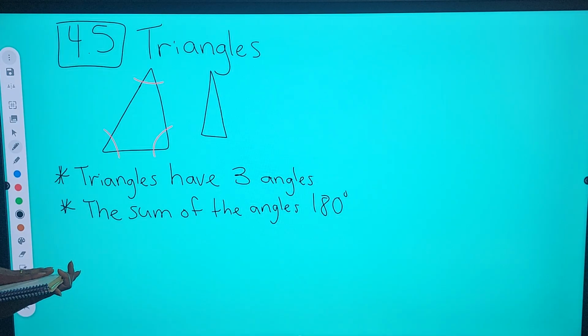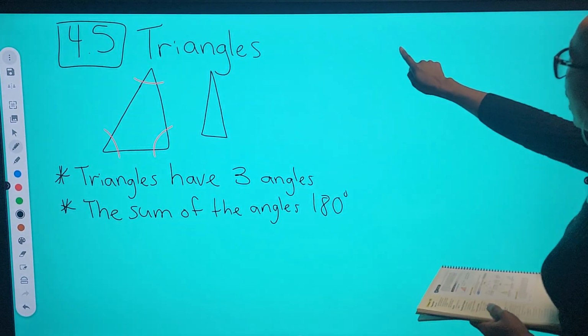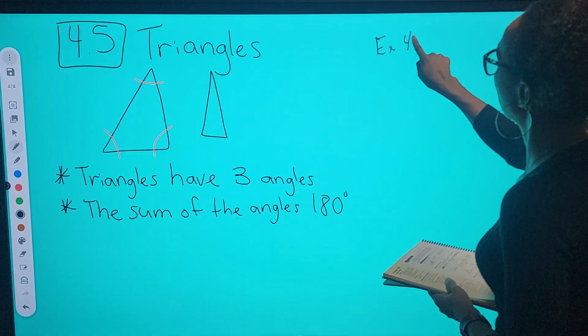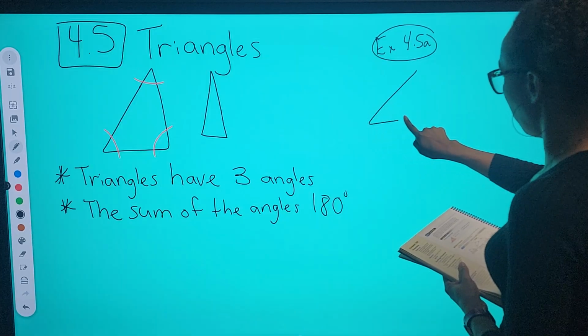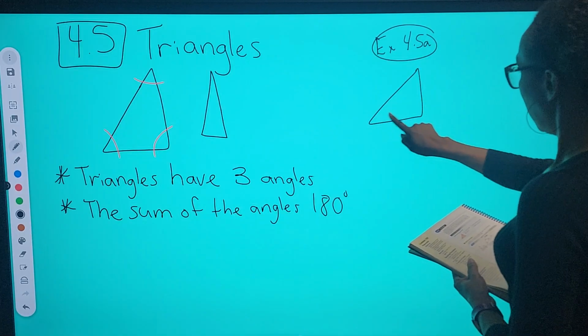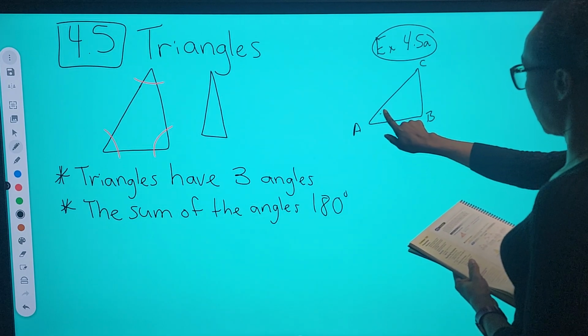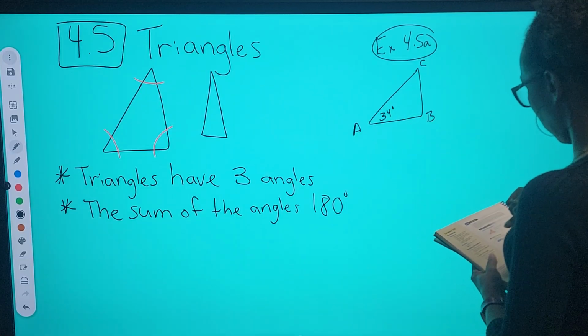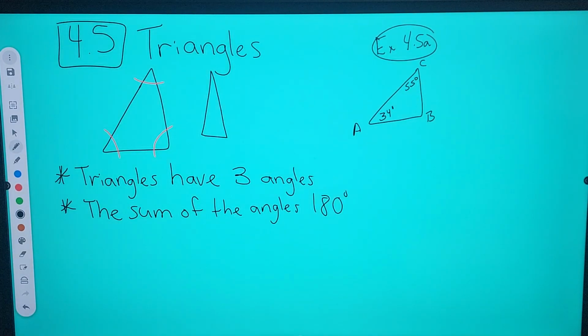So what we could do, and what they will do in your assignment, is tell us a few of the angles, actually two of them, and ask us to find the missing one. So they have an example of that, example 4.5a, where they're telling us that there's a triangle. I think the one in your book is pink or red. We have angle A, B, and C. And we're told that angle A is 34 degrees, angle C is 55 degrees. And it says, find the missing angle of triangle ABC.